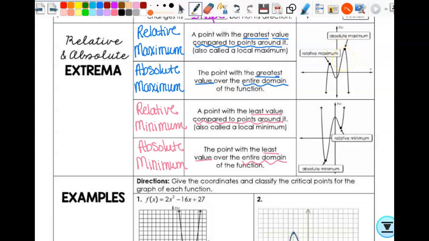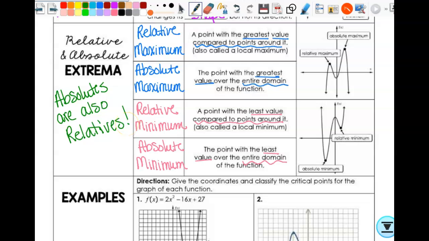Okay? So absolute maximums and absolute minimums actually fit both of these definitions. So this absolute maximum, it is the greatest value over the entire domain, but it also has the greatest value compared to the points around it, right? It fits into both. That means that absolutes are also relatives. And that's important for some of the kinds of questions that you're going to get.